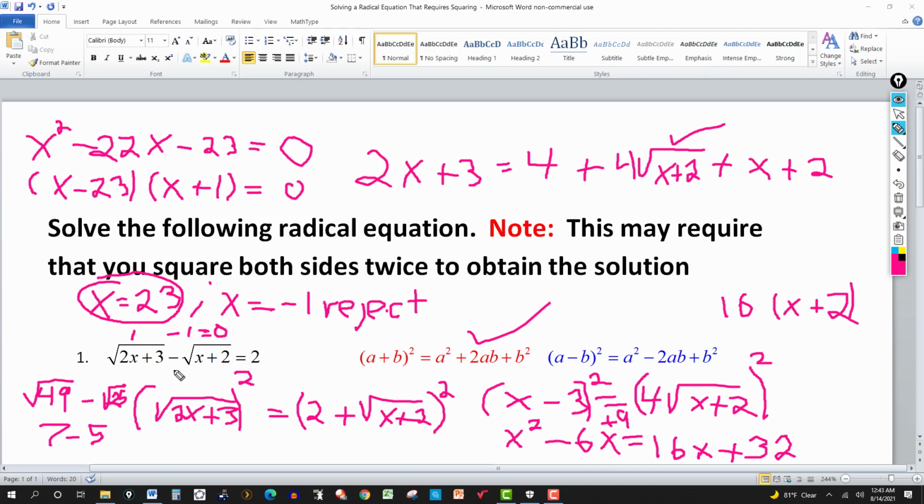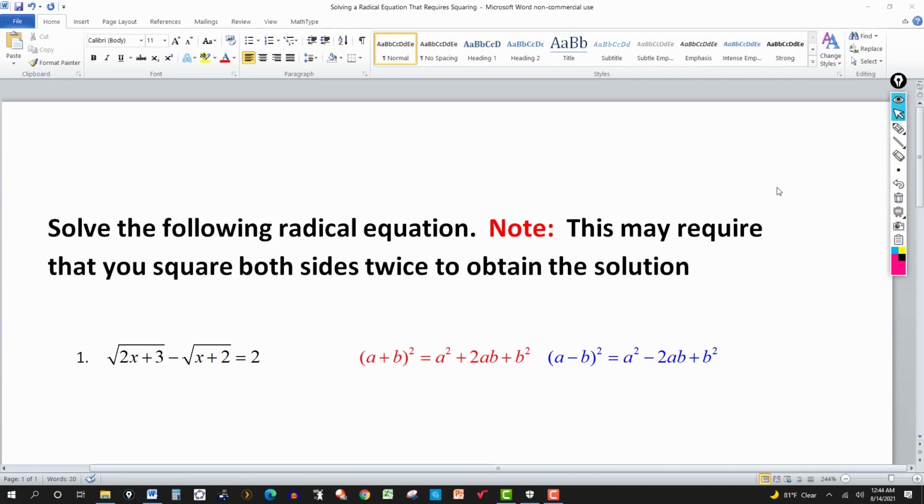It doesn't really matter which one you isolate here. Okay. I isolated the first radical, the square root of 2x plus 3. You could isolate the second one. Or you could say, well, why don't we just leave it and square both sides and see how that works. Okay. So let's try this. Let's clear this. So in this one, the answer is x equal to 23. And it checks.